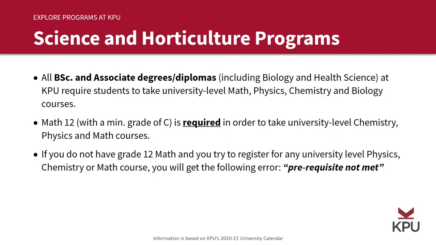So in simple words, we can say that for all Bachelor of Science 4-year programs, all 2-year Associate of Science degrees and diplomas, including biology, health science, and mathematics associate degree or diploma in science, you cannot graduate without having grade 12 math and then taking university-level math in those programs. There is no science program which you can graduate from without upgrading your math, physics, and chemistry.